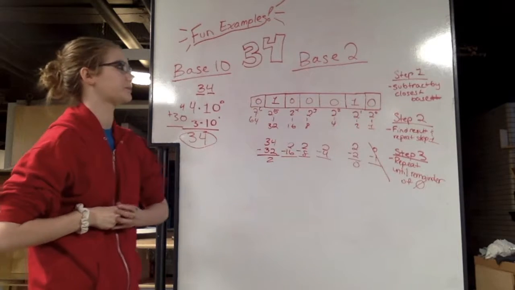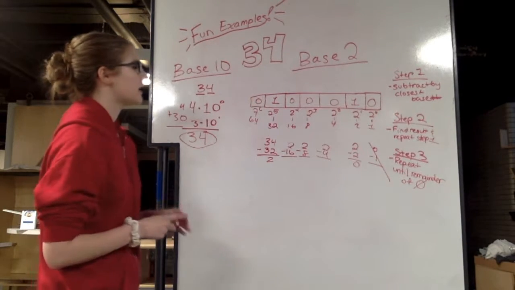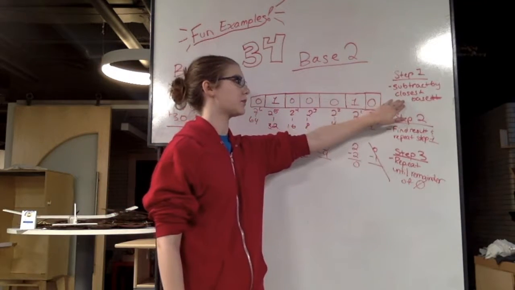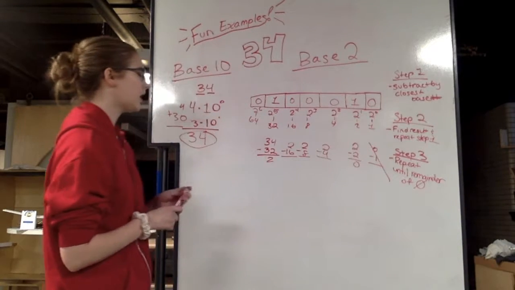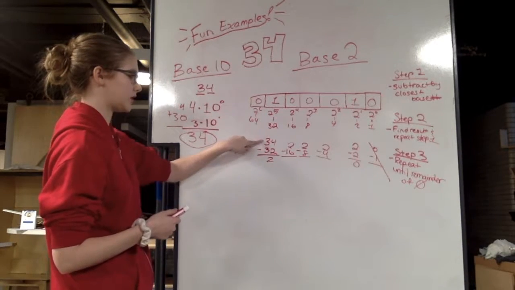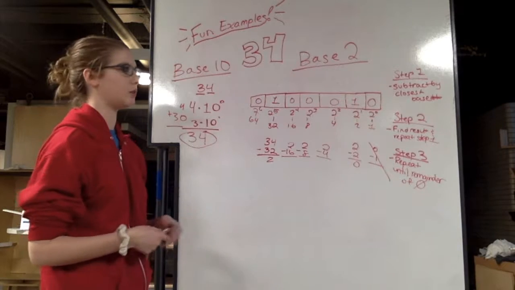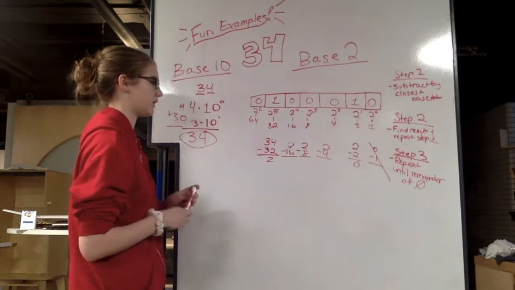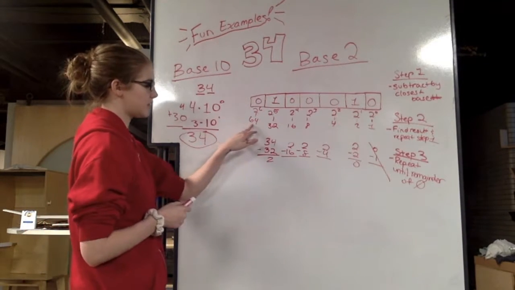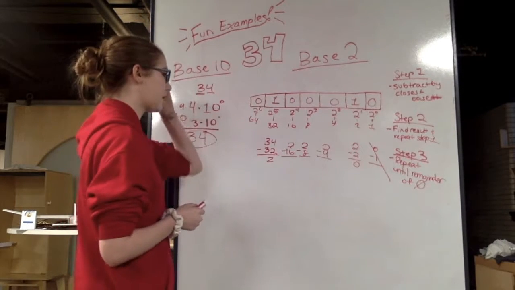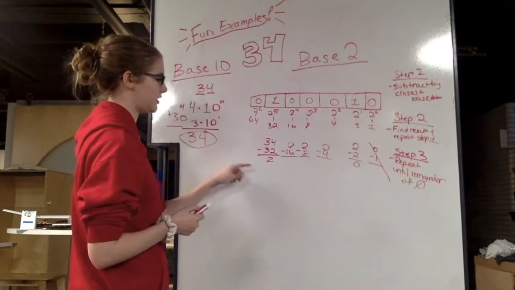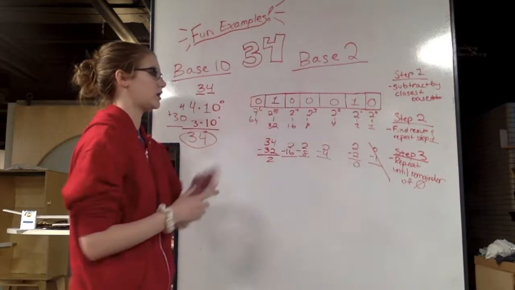So the first step, which is subtract by the closest base number, we know that we can't use 64 because 32 minus 64 is a negative number, and as Drew told us, we can't have negative numbers. So the next closest one is 32. So we subtract 32 from 34 and get 2, so we put a 1 here.